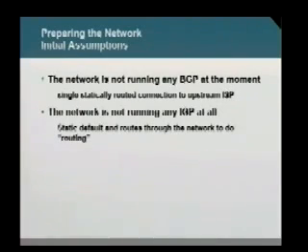So the initial assumptions: BGP is not running in the network at all. We've got a single statically routed connection to the upstream. Network is not running any IGP at all. So what we're going to try and do is figure out what we've got to do to our statically routed network to deploy an IGP and BGP so that we can actually talk BGP to our upstreams.